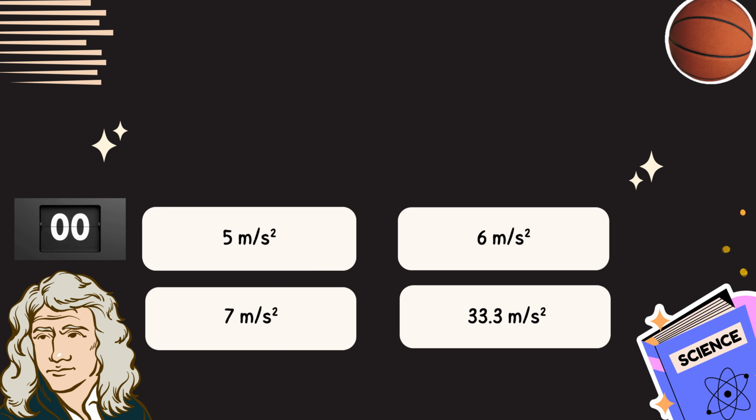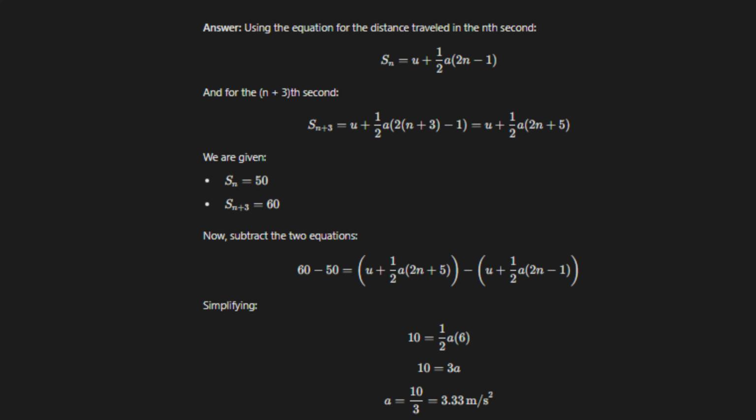Correct answer is 33.3 meters per second squared. We know the distance travelled by the body at the nth second and the n plus 3 second. Substitute these in the formula Sn equals u plus half a into 2n minus 1 and subtract the final values. Here, the answer is 3.33 meters per second squared.